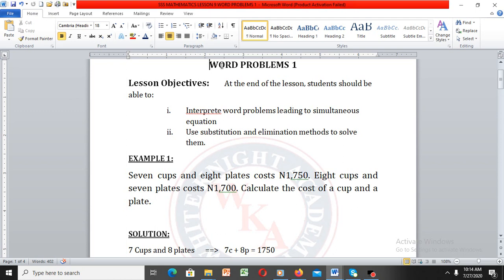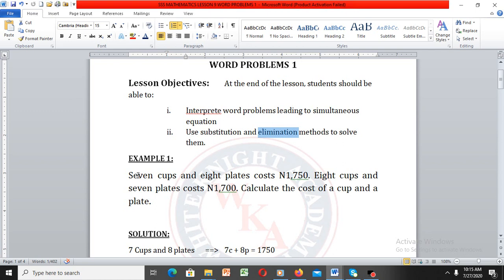Today we are going to be considering word problems leading to simultaneous equations. By the end of this class, you should be able to interpret a word problem and derive a simultaneous equation, and then go ahead to solve using either elimination or substitution methods. Okay, we have two examples here.